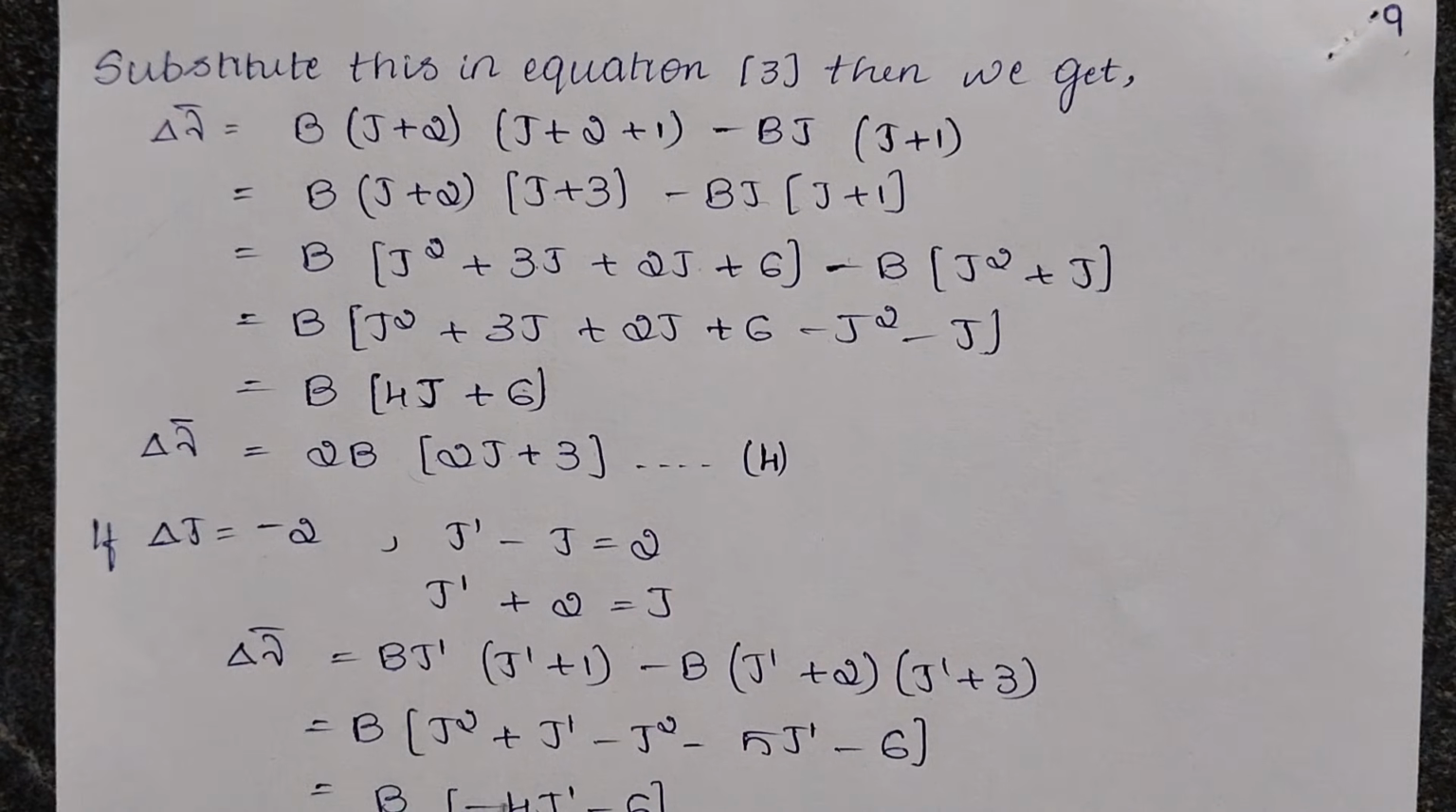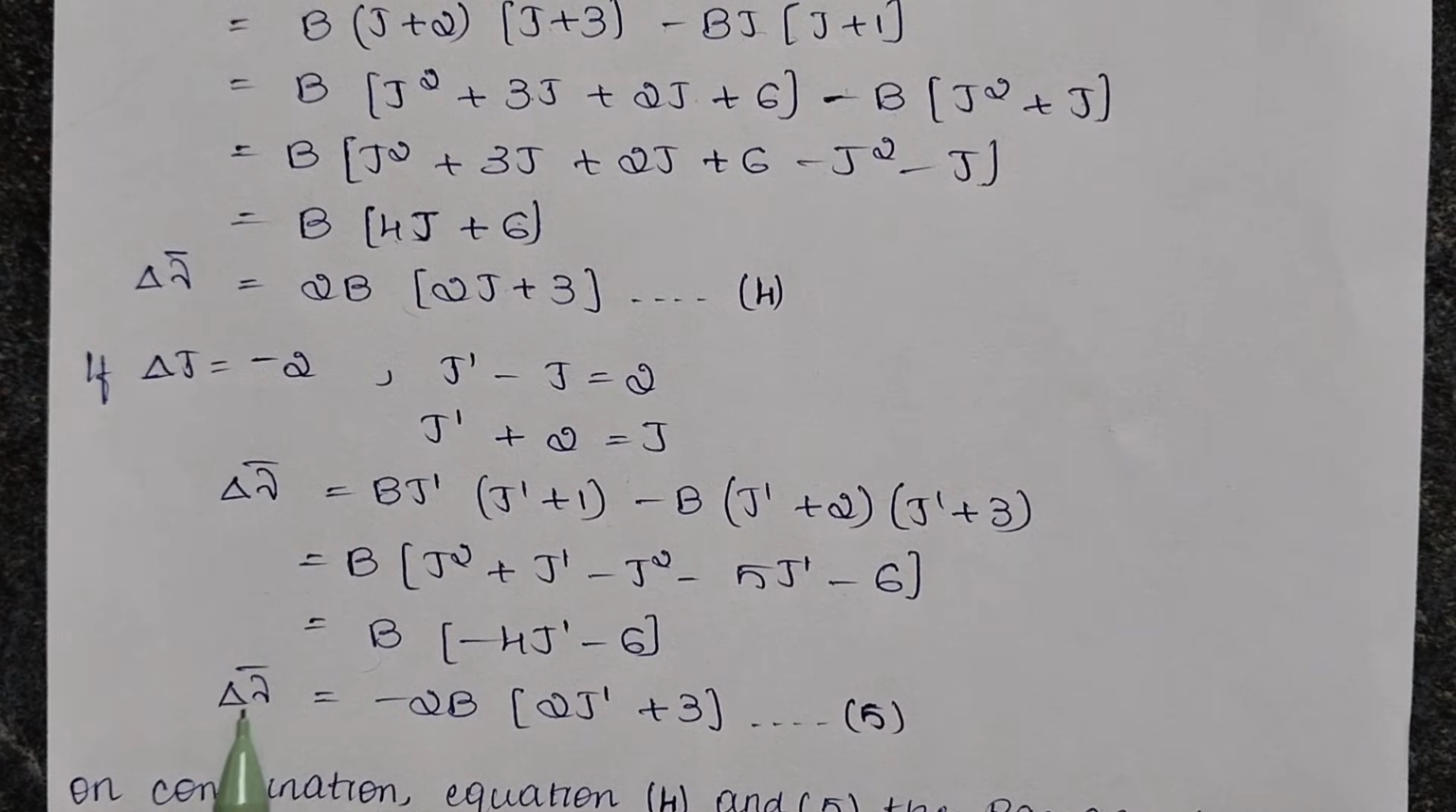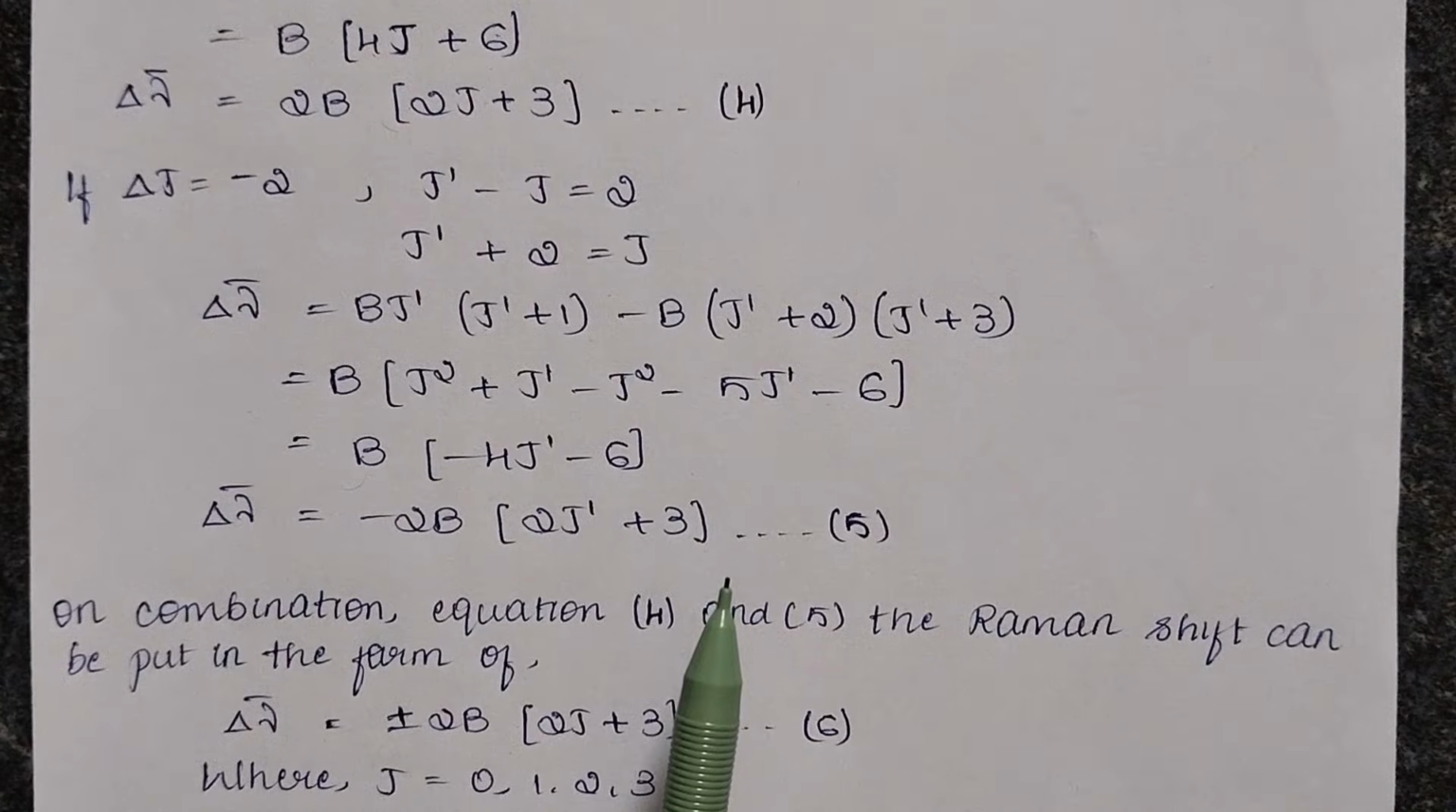Multiplying them, B into J dash square plus J dash minus 5J dash minus 6. On evaluating them, we get B into minus 4J dash minus 6, and therefore we'll get the final equation 5, that is delta mu bar is equal to minus 2B into 2J dash plus 3, which is equation number 5.